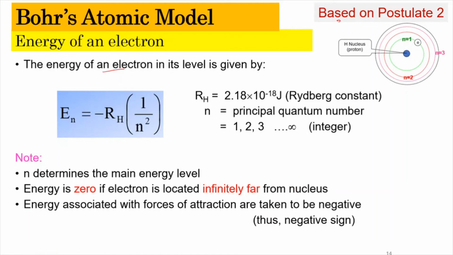As mentioned, if the electron is far away from the nucleus, it means that the electron will not experience a force of attraction. It will not get any attraction from the nucleus, and as a result, the energy is going to be 0. And because of this, the forces of attraction are taken to be negative, because you know that the proton in the nucleus carries a positive charge and the electron carries a negative charge. So we usually denote the energy of attraction, or the force of attraction, as a negative value. Do not worry too much about that, because you just follow the formula here, which has a negative sign.